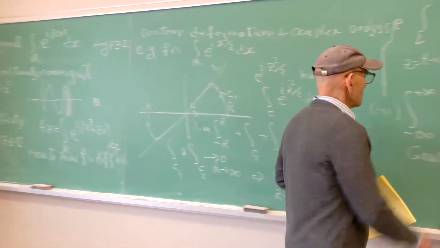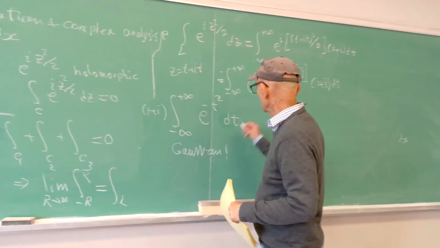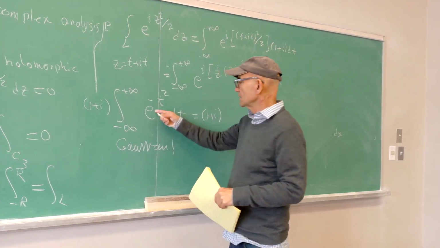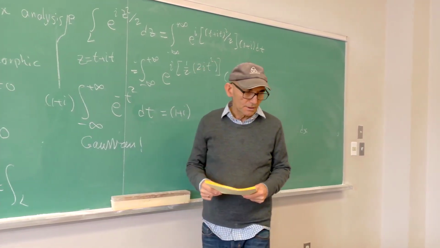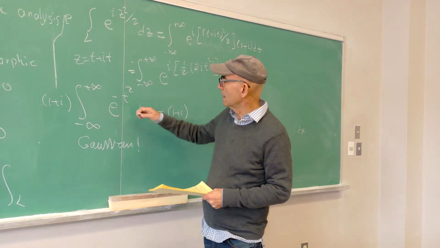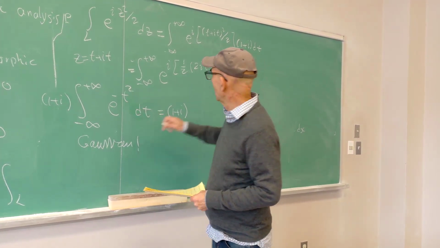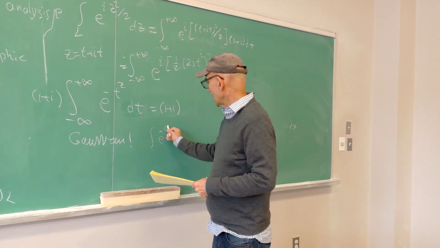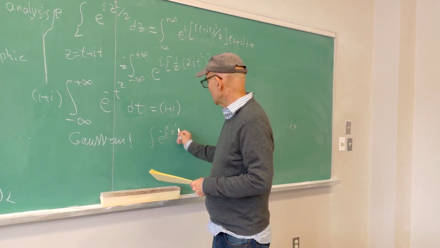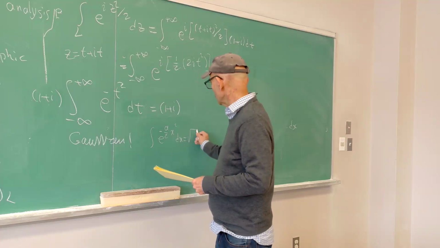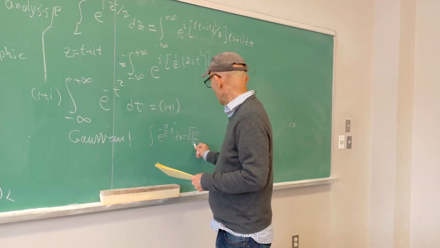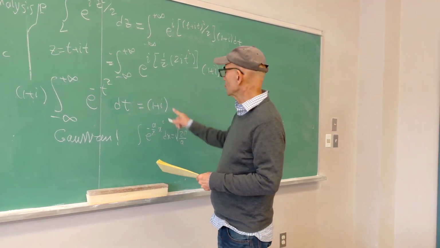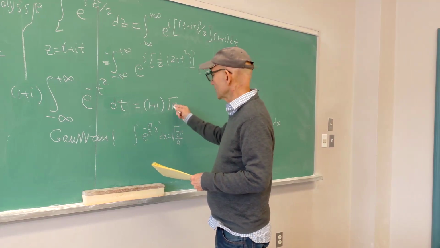Okay, so we can evaluate even the value with 1 plus i. What is the value of this thing? Okay, so we have the integral of exponential of minus a over 2 x squared dx is root of 2 pi over a, right? a is equal to 2, so this is equal to root pi.